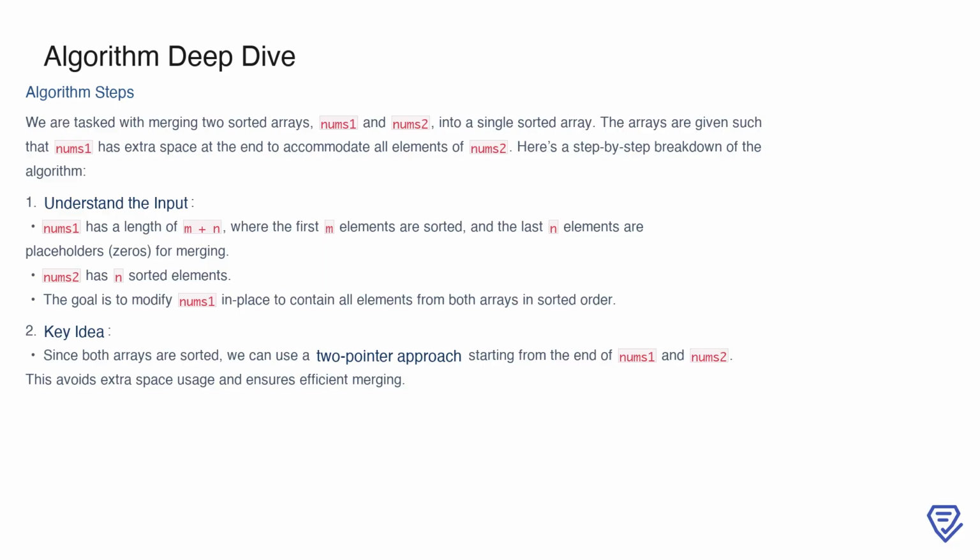The key idea is to leverage the fact that both arrays are sorted. Instead of merging from the beginning, we can use a 2-pointer approach starting from the end of both arrays. This allows us to place the largest elements directly into their correct positions in nums1, avoiding the need for additional space and ensuring the process is efficient.